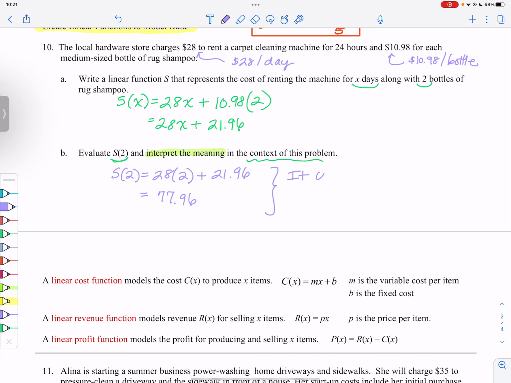What does this represent? It costs $77.96 to rent the machine for 2 days with 2 bottles of shampoo.